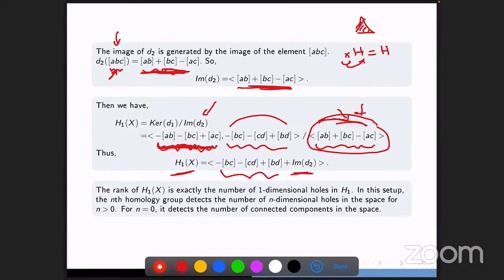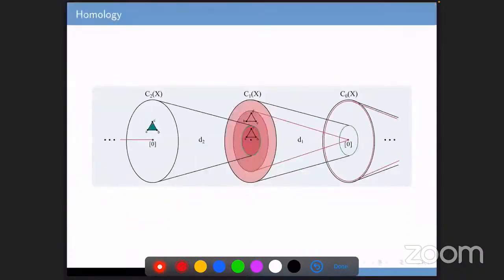So in general, the rank of h1x is exact number of one-dimensional holes in h1. And in this setup, the nth homology group detects the number of n-dimensional holes in the space for n greater than 0. And for the 0 case, it only detects the connected components in the space. So this is actually what's going on.